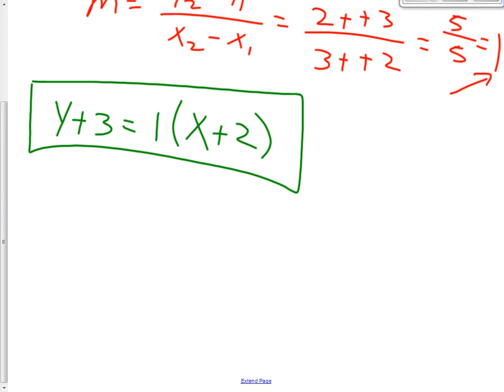Let's change this into slope-intercept form. Let's get rid of those parentheses. Y plus 3 equals 1 times x is x, 1 times 2 is 2.